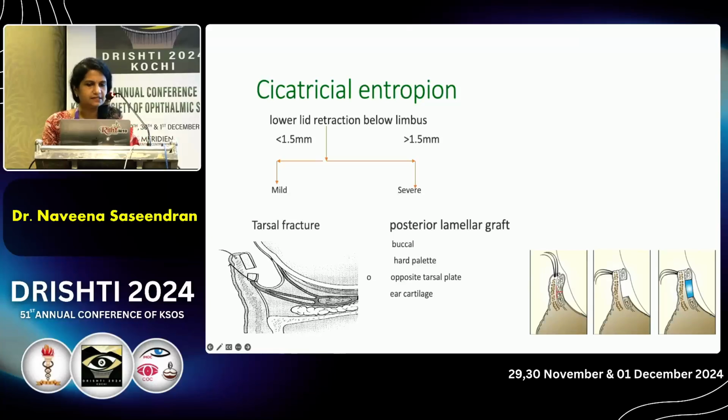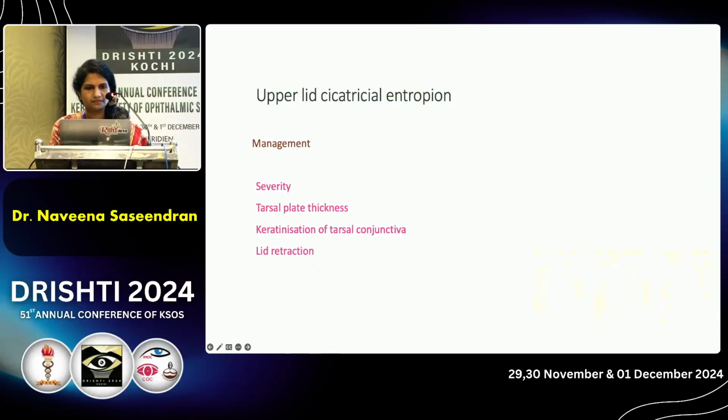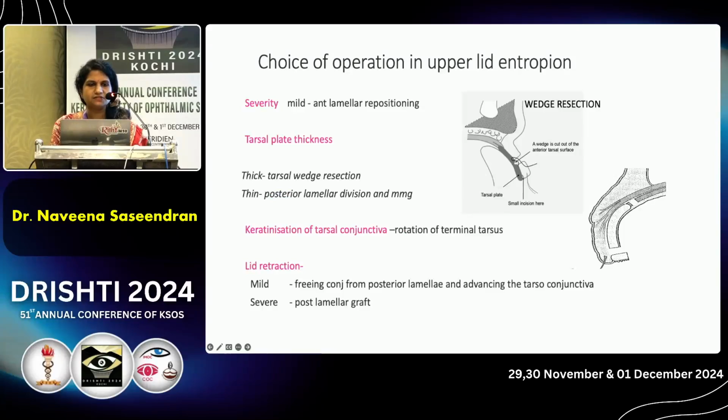So in mild cases, we can do tarsal fracture and everting suture, and in severe cases, we need a posterior lamellar lengthening using a graft. Upper lid cicatricial entropion: the management depends upon the severity of the entropion, the tarsal plate thickness, the keratinization of conjunctiva, and lid retraction. So if it is mild, we can go for anterior lamellar repositioning, where the anterior lamellae is sutured high up in the tarsal plate.